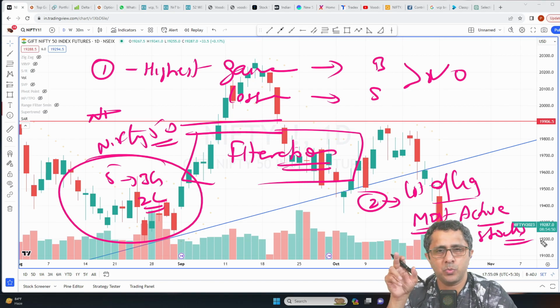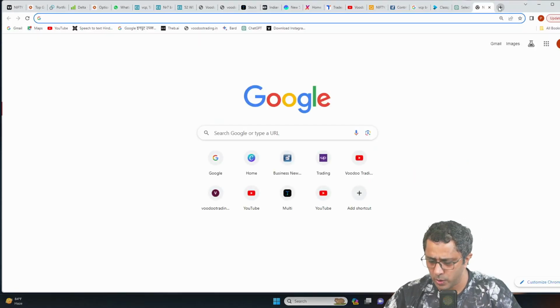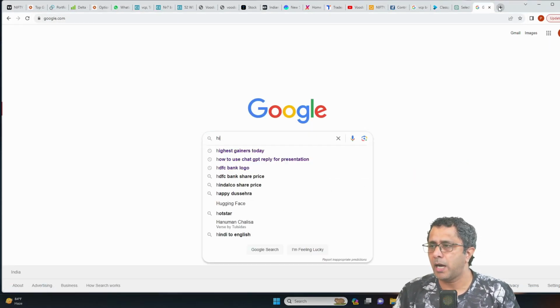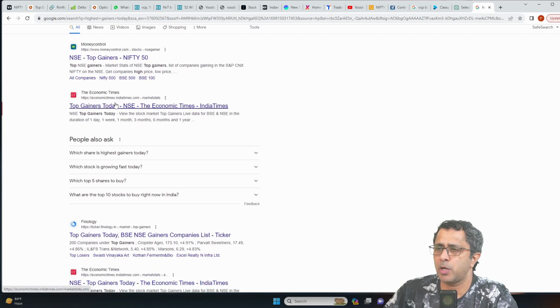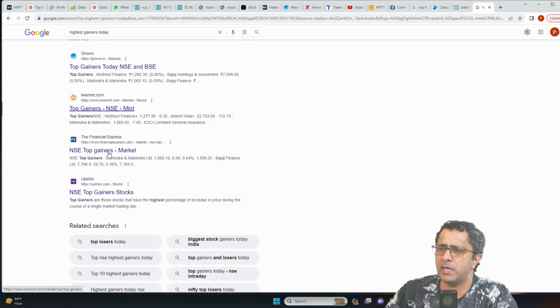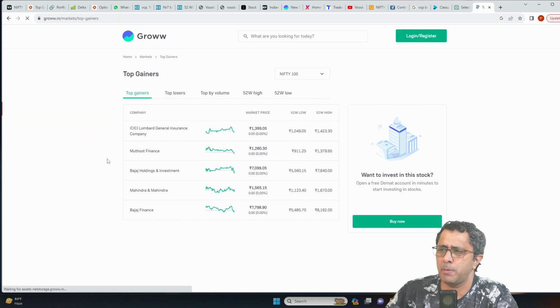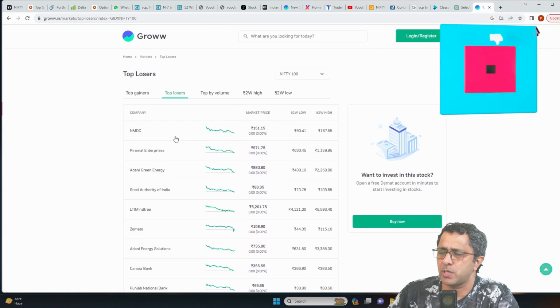So the first step is you just have to go to a website. Let's say I just Google it: highest gainers today. You will get moneycontrol.com, economictimes.com, and there are many others like Groww. Let's say I pick Groww or maybe nseindia.com. You will find top gainers here and top losers here. If I look at top gainers, they are ICICI General Insurance, Muthoot Finance, Bajaj Holdings, Mahindra & Mahindra, Bajaj Finance. So you get 5 stocks in highest gainers, and multiple stocks in highest losers.